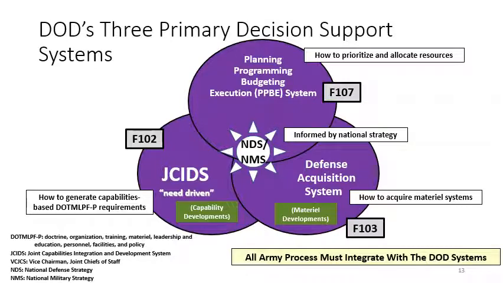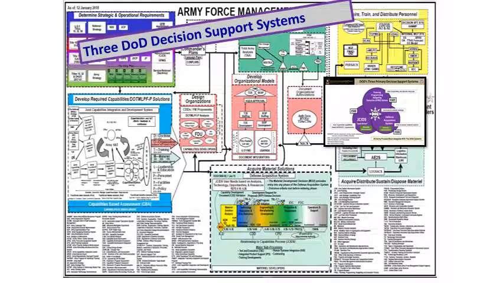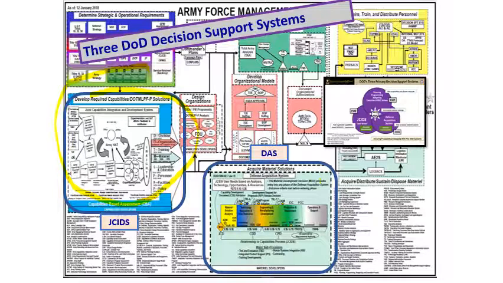So the 3 DoD decision support systems. In F102, you'll talk about JSIDS. In F103, you'll talk about DAS. And then in F107, we'll talk about PPBE. So there are the 3 DoD systems. Let's look at them on the force management model. JSIDS, also phase 1 of the 5-phase force development process. The defense acquisition system. And then finally, PPBE, found in phase 4 of the 5-phase force development process. And that's how we'll talk about them in our classes: F102, F103, and then F107.